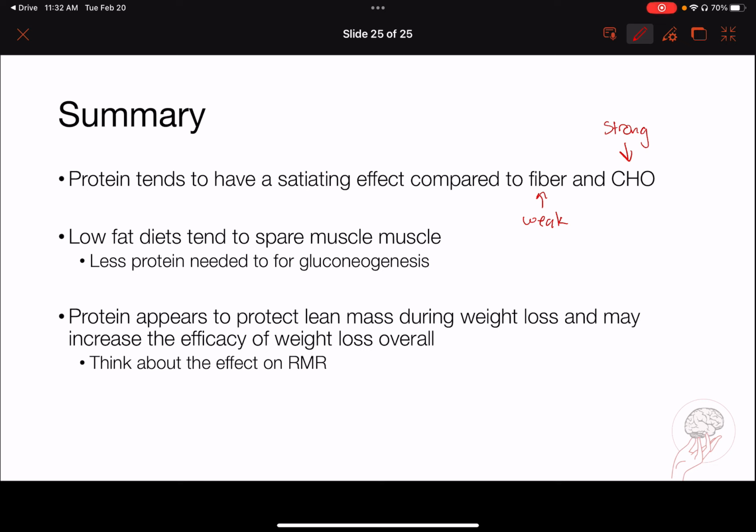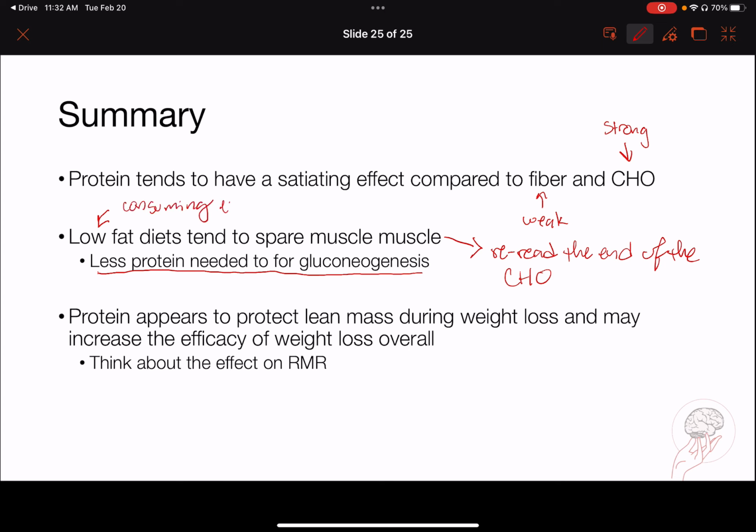Low-fat diets tend to spare muscle. Reread the end of the CHO lecture notes. This is because less protein is needed for gluconeogenesis because it's low fat, so we're consuming enough carbohydrates.